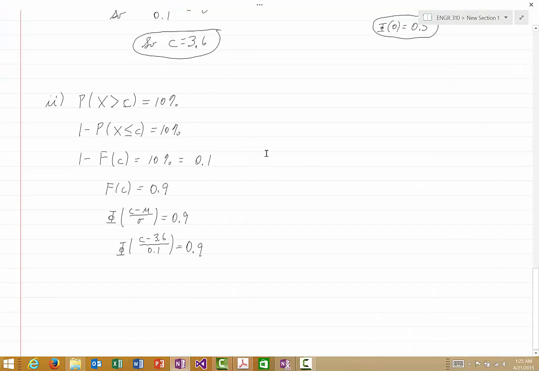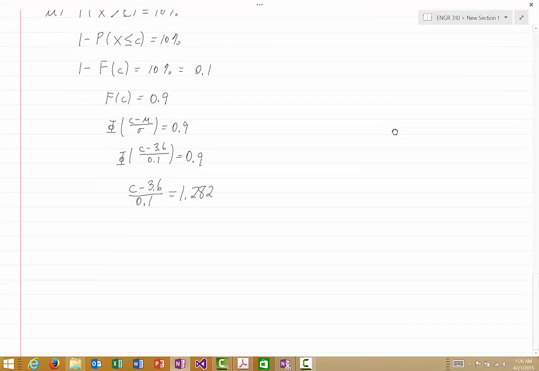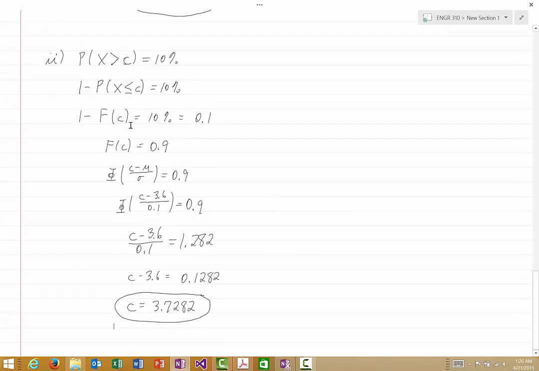So we have (c minus 3.6) over 0.1 is 1.282. Yes, 1.282. And so c minus 3.6 is 0.1282, and therefore c is 3.7282. And that's how we would solve that problem.